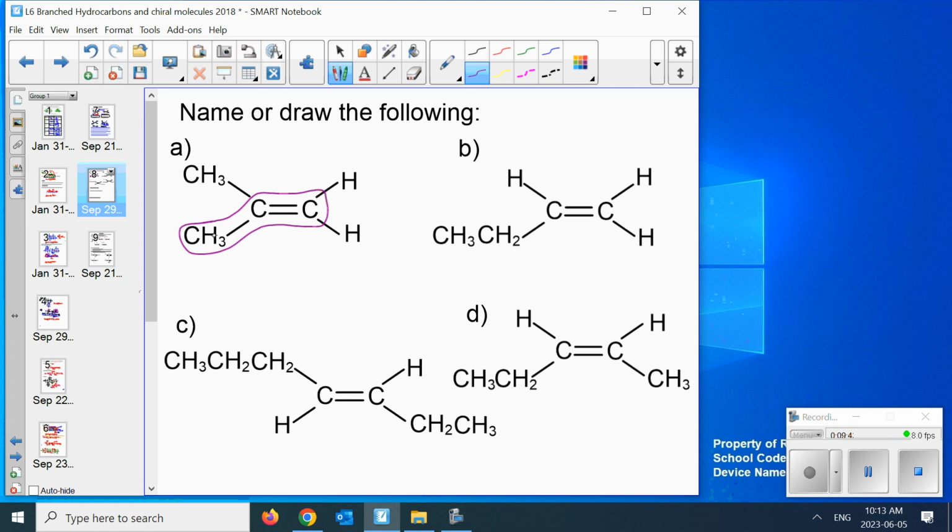It's a propene, so 3, the double bond. And propene does not require a number to tell me where the double bond is. It's always between the first and the second. You've got to look from right to left. Now, you have to say where the methyl group is, so 2-methyl.